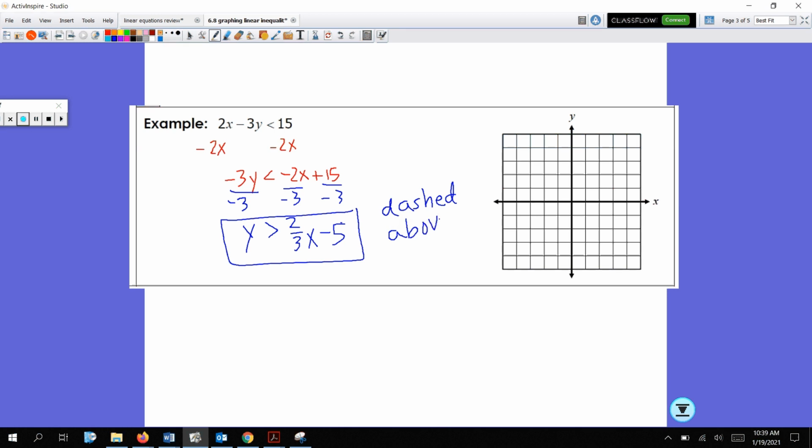And you're like, what does that mean, dashed above? Well, watch this. First, we're going to graph the lines like we do with regular linear equations. We start at the y-intercept at -5. So 1, 2, 3, 4, 5. Right there is my y-intercept. My slope is 2/3. It's positive, so we go up 2/3. Now comes time for my dashy line. My dashy line. Try your best.